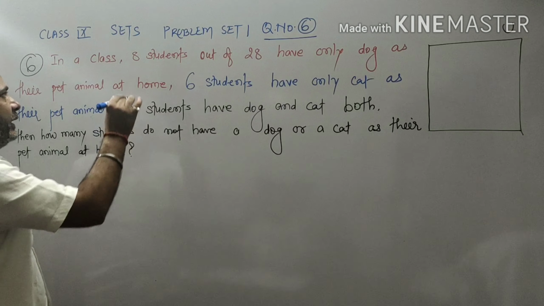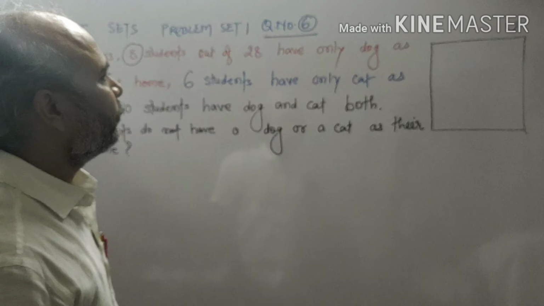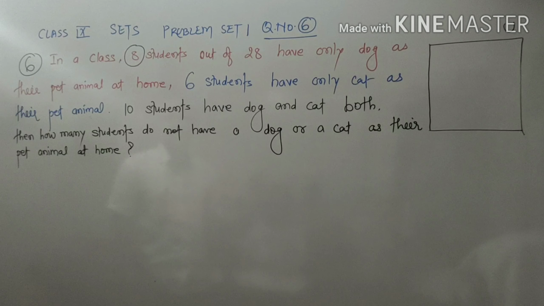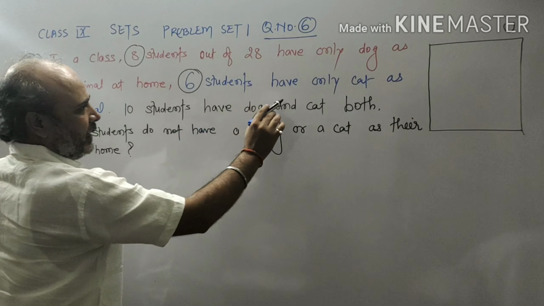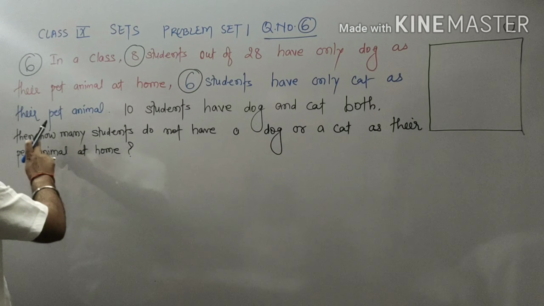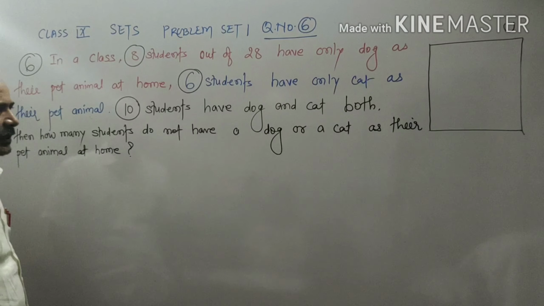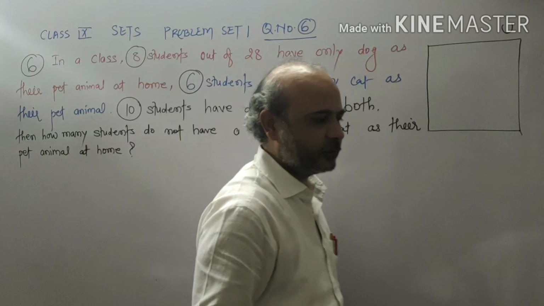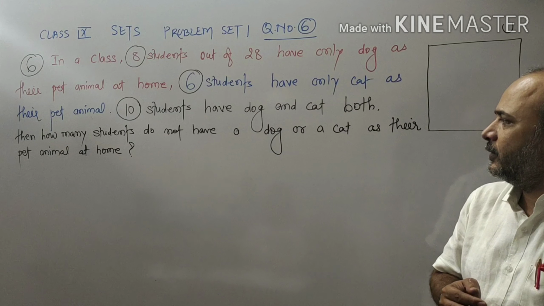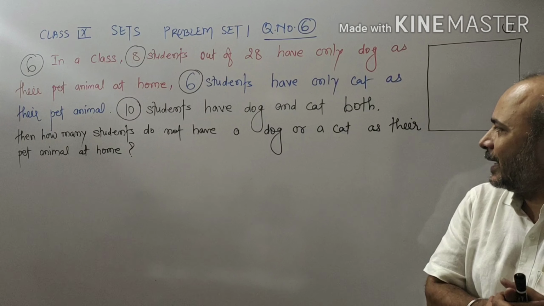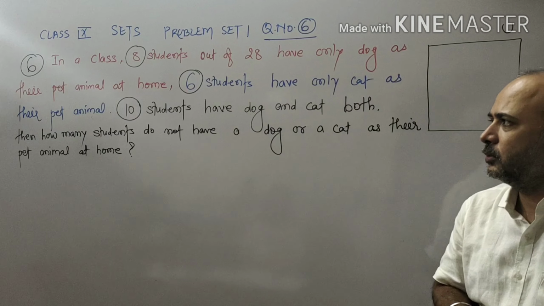In a class, 8 students out of 28 have only a dog as their pet animal at home. 6 students have only a cat as their pet animal at home, and 10 students have both a dog and a cat. Then how many students do not have a dog or a cat as their pet animal at home?